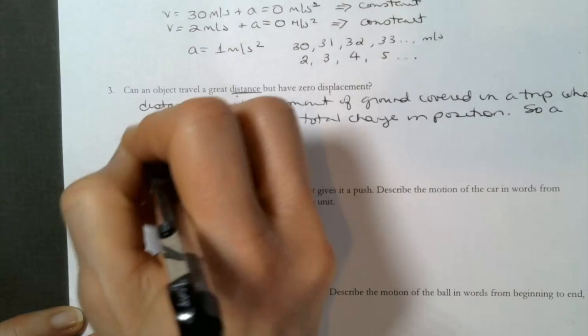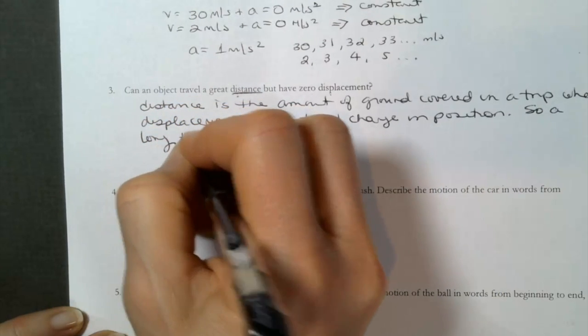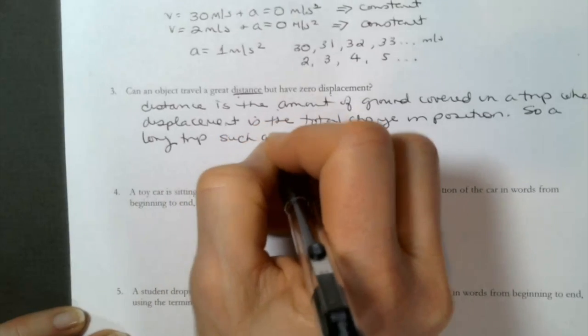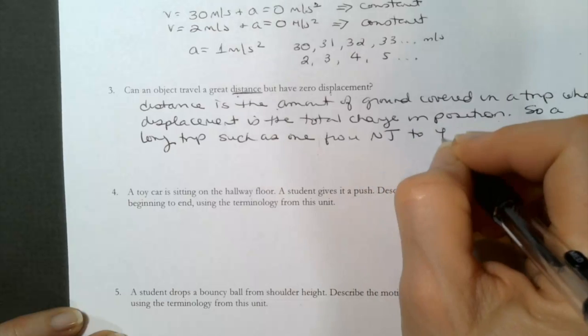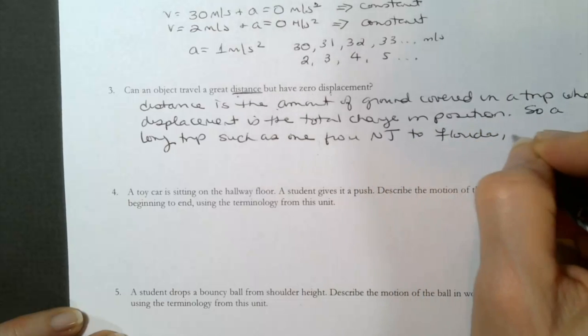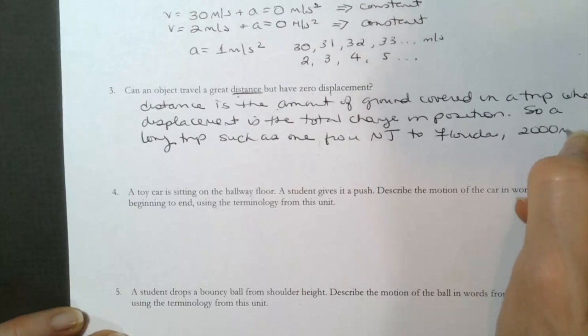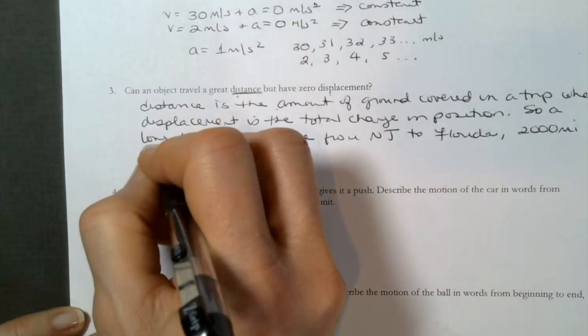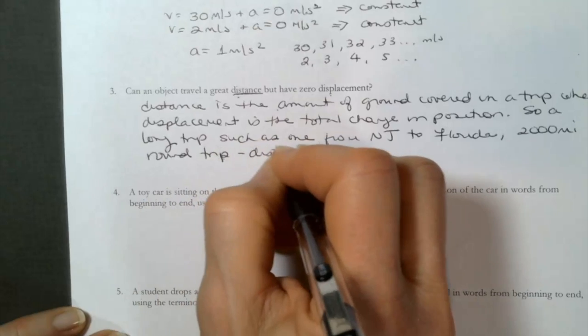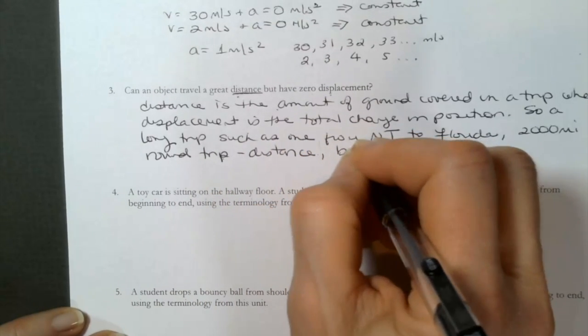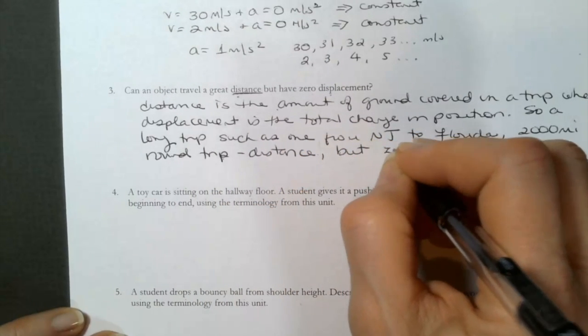So a long trip, such as one from New Jersey to Florida, is approximately 2,000 miles round trip. That's distance. But if you end up back at home, it's 0 displacement.